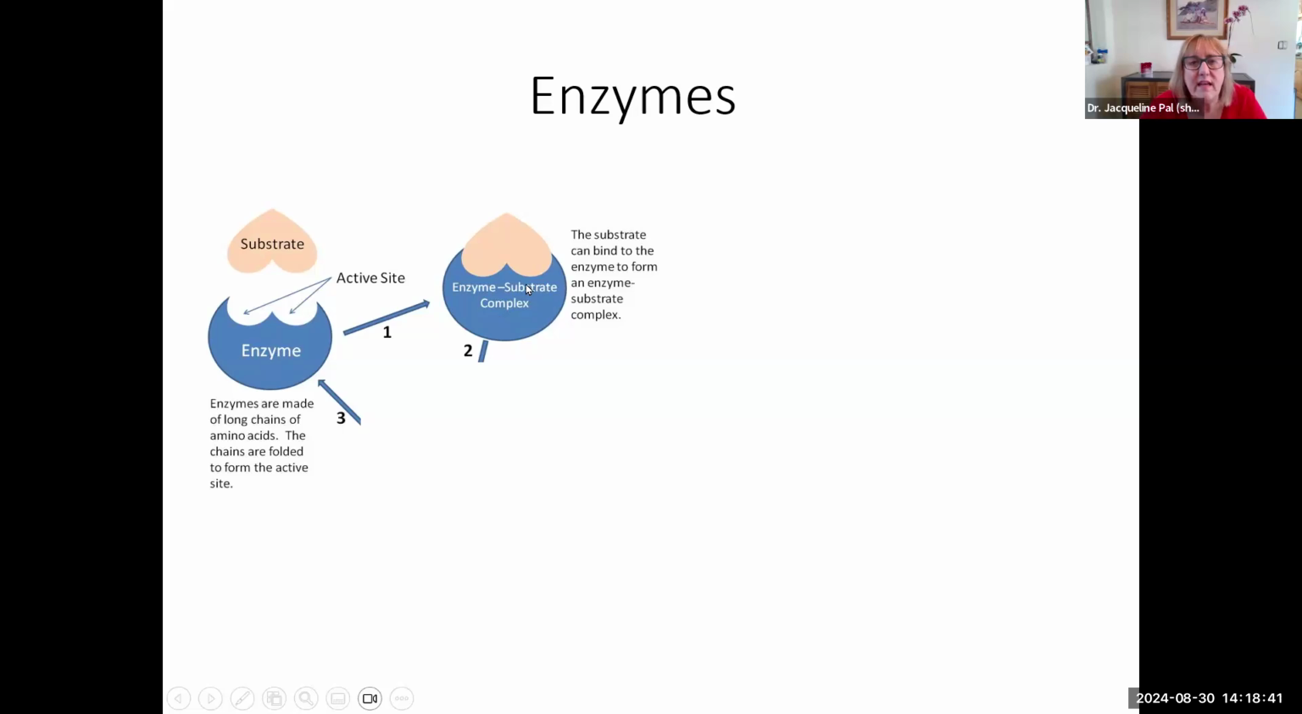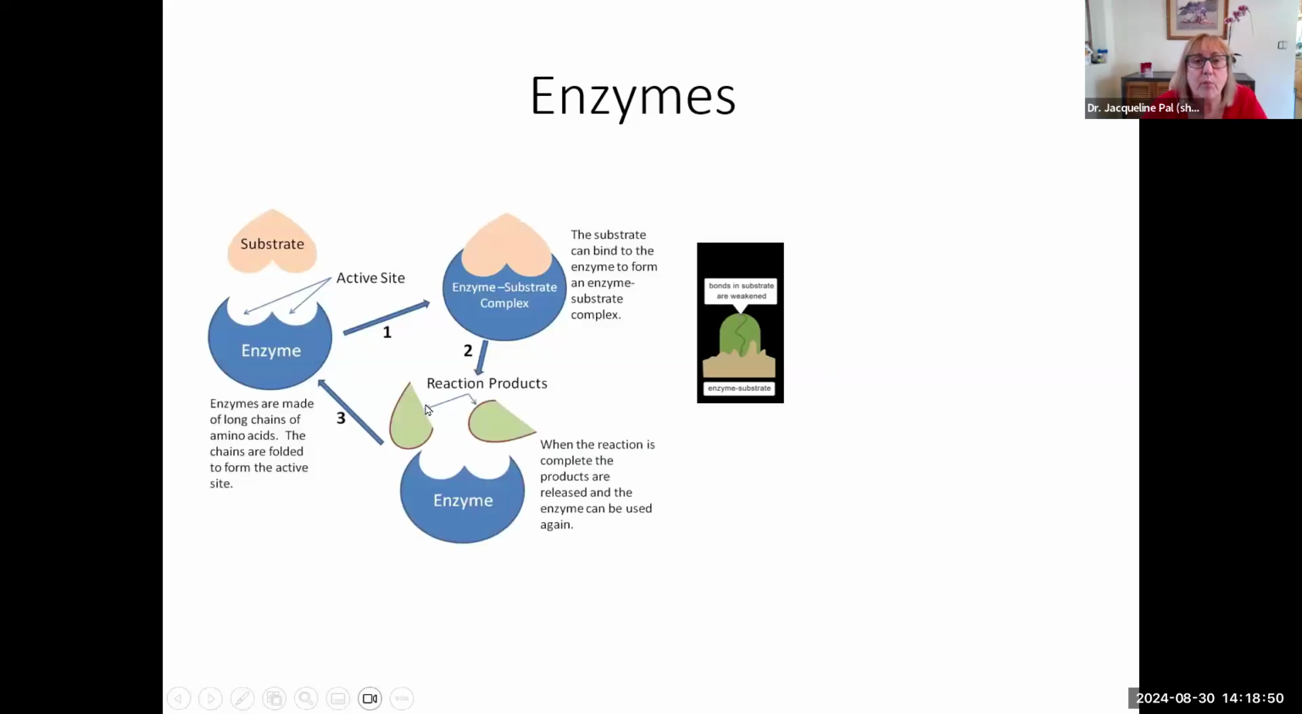And when it binds to it, what happens is the bonds in that substrate are weakened so that it will break into what are called the reaction products. So the substrate, that polymer, is broken into smaller pieces. What's that reaction called?